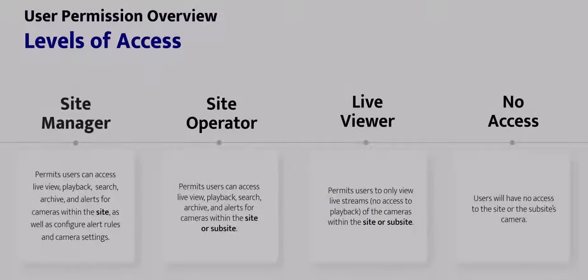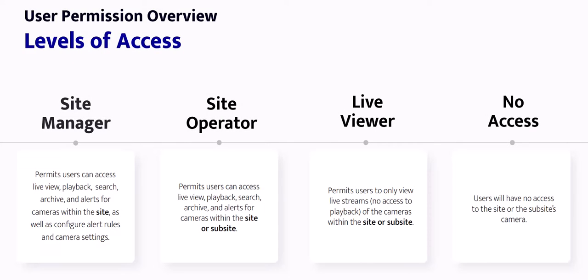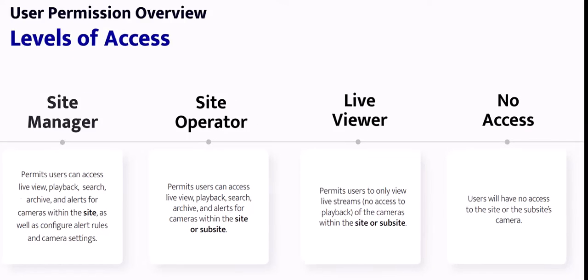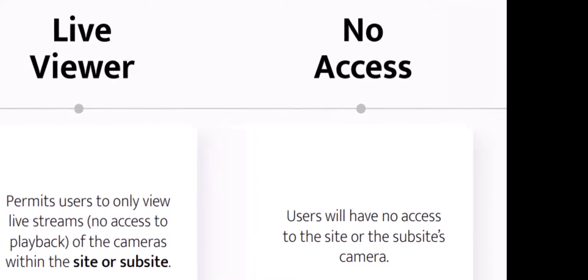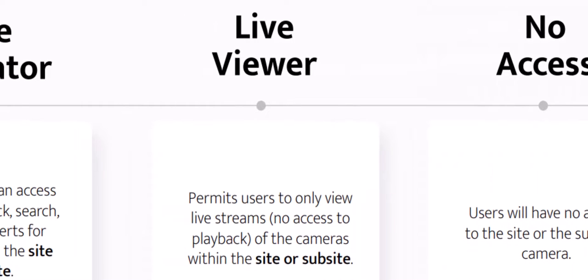Let's take a look at the 4 levels of access that Turing Vision provides. The first one, as the name indicates, no access. Users will have no access to the site or the subsite's cameras. Live Viewer. This level will allow users to only view live streams with no access to playback or any other functionality. Live Viewer can be applied to a site or subsite.